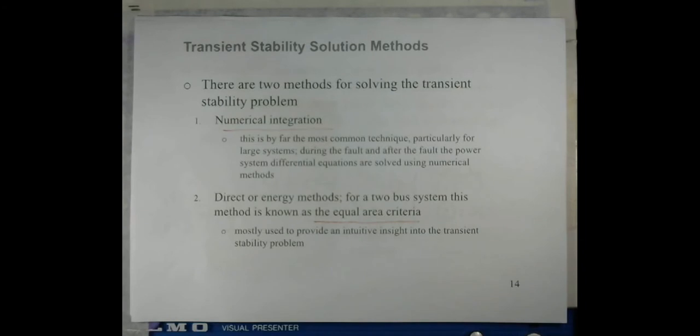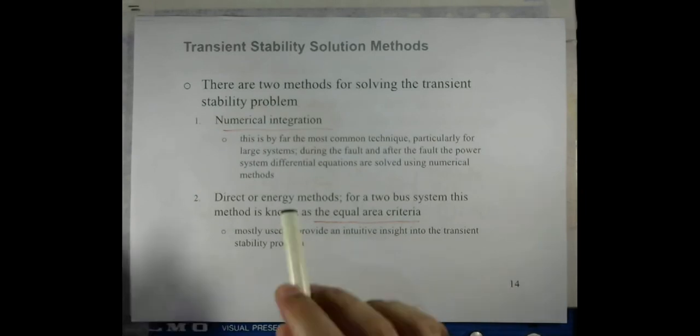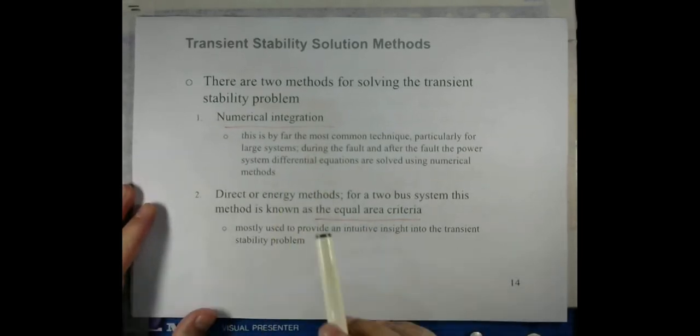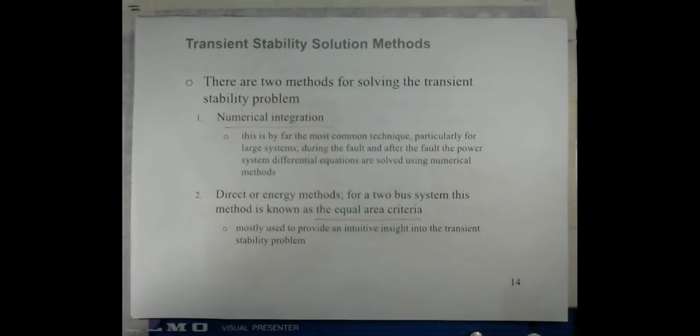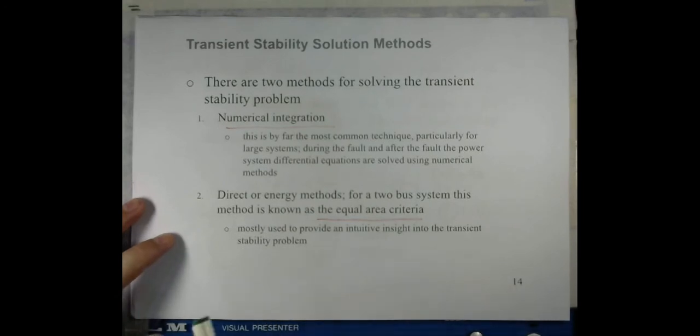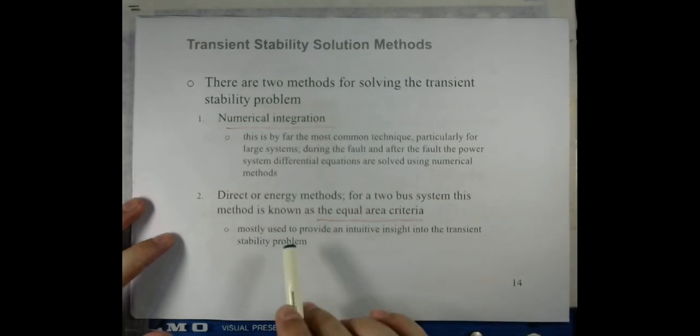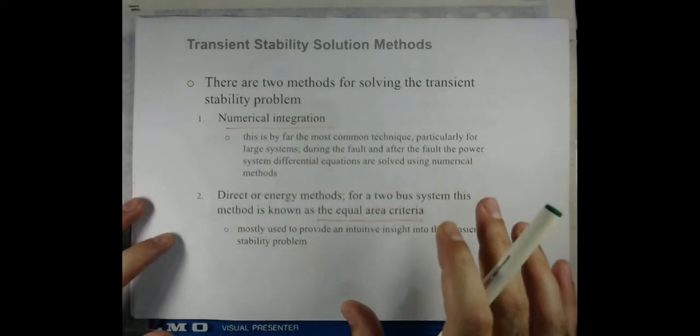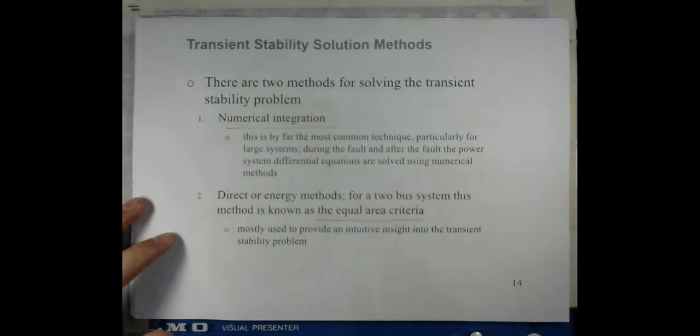We also discussed that there are 2 possible methods of analyzing the transient stability. One is the numerical method, where a large scale power system is considered, and then the differential equations are numerically solved. The other method, what we call the direct or energy method, is only applicable to a small scale power system where only 1 or 2 machines are considered. So it is mostly used for small scale power systems.